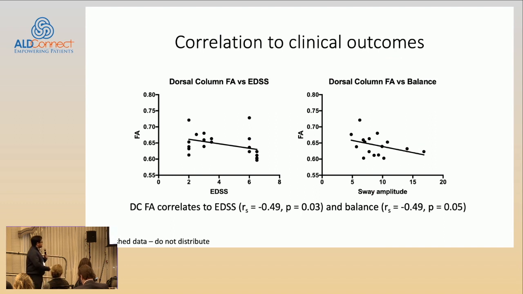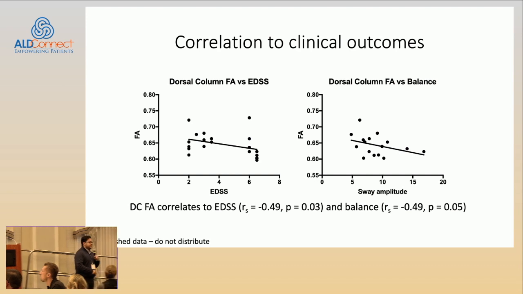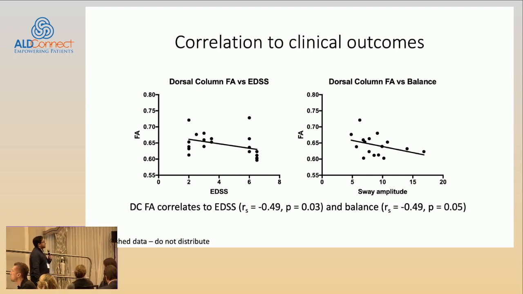Correlation to clinical outcomes. So this is our unpublished data. The dorsal column fractional anisotropy does correlate with EDSS, so clinical disability. So it's the question of what do these imaging parameters matter clinically? So when this parameter gets worse, does that mean that somebody with AMN symptoms is worse? And that's the question we posed here. And it correlates with the severity score EDSS and with sway amplitudes on a force plate, the ability to balance.